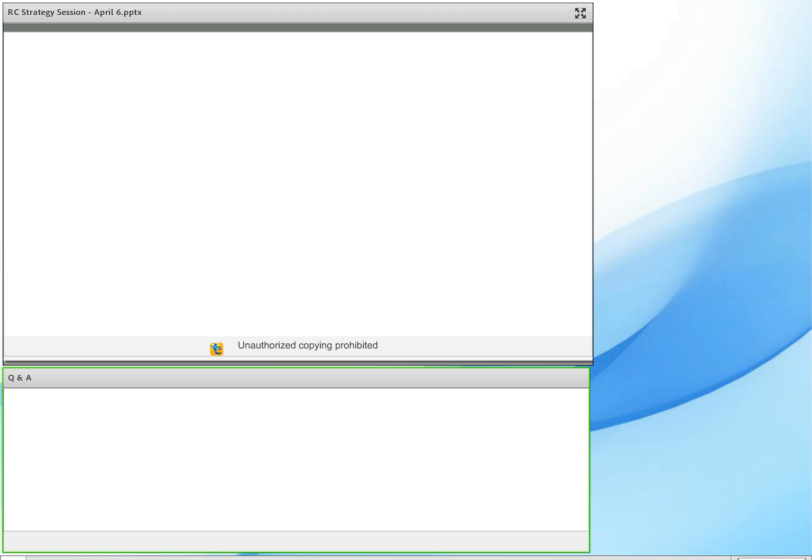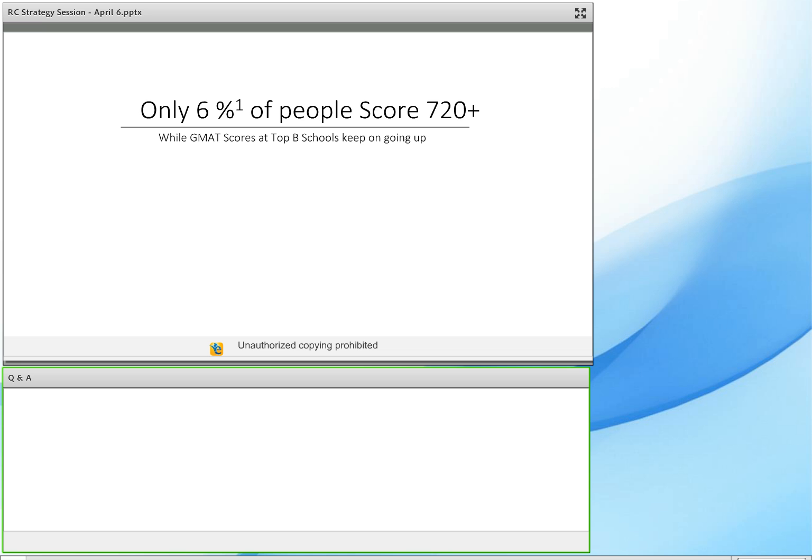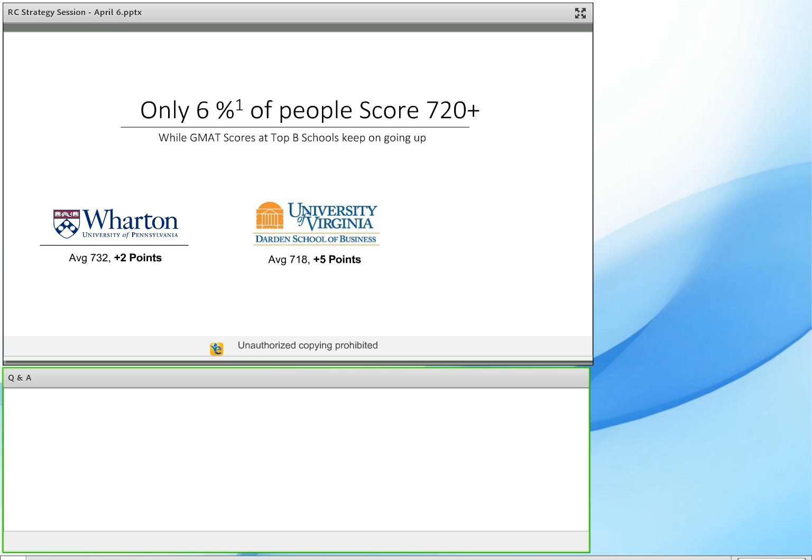So I asked this question, what's your target GMAT score? And upwards of 60% of you are aiming for a score of 730 or higher. While that is the case overall, statistically, only 6% of the people get to that score. And this is despite the fact that the median scores at top B schools keep on going up. This is data from the year 2018.